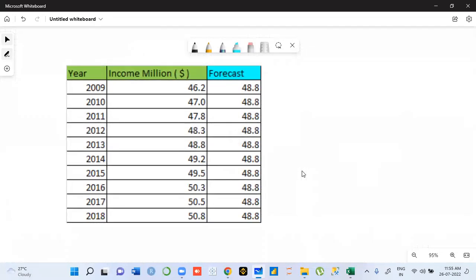Forecast clear, guys? How to find the error, guys? Anyone? So this is your y, and forecast is your y hat. So 46.2 minus 48.8. No, it is the other way around. The answer can be negative too, there is no problem. So the error formula is actual minus forecast. This is clear. The way I do it for one row, can I do it for all the similar rows?